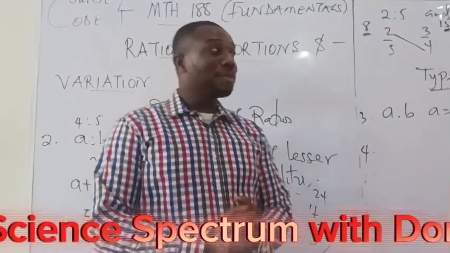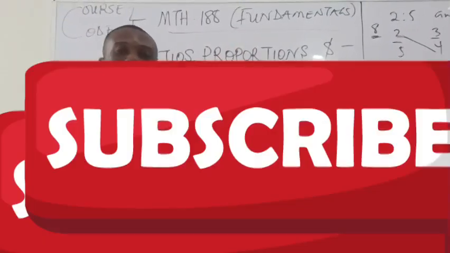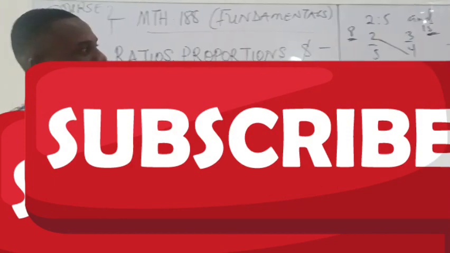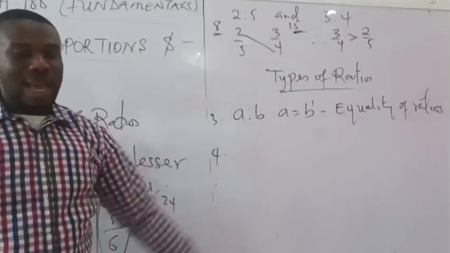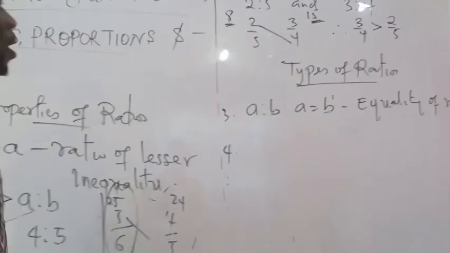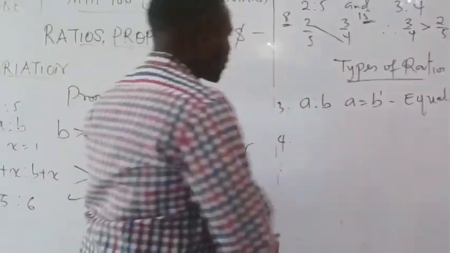Welcome to Science Spectrum. This is the fifth part of the first lectures, and that's a continuation of the types of ratios where we stopped. Alright, so we'll continue from here.